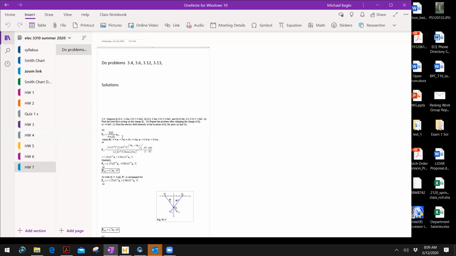How many tried this problem? 3.4. Sorry, I'm getting a bunch of texts right now from Auburn University, and I don't know exactly if something happened, but if you get anything on AU Alert, let me know.